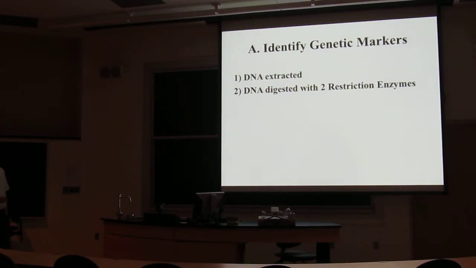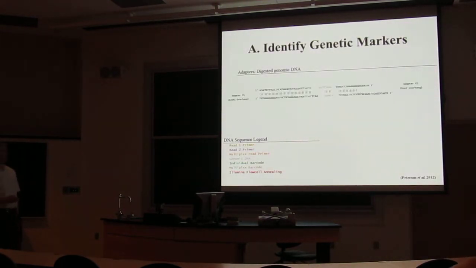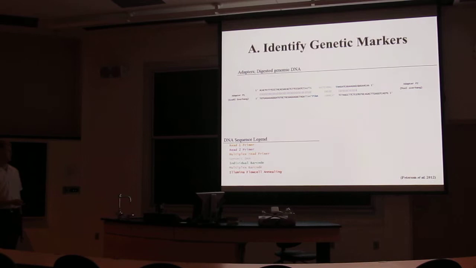So first, to identify those genetic markers, I'll extract the DNA from the individuals, and I'll digest it with 2 restriction enzymes. That will produce a fragment of DNA that's unknown, but has a restriction cut site from enzyme 1 on one side and enzyme 2 on the other side. I'll then anneal adapters that are specific to those restriction enzyme cuts. Here I'm showing EcoR1 and MSE1 as an example. And these adapters include an individual barcode so I can identify this unknown fragment to a given individual.